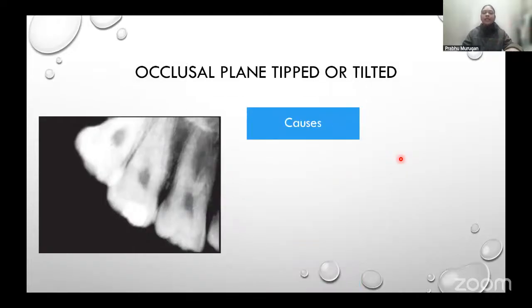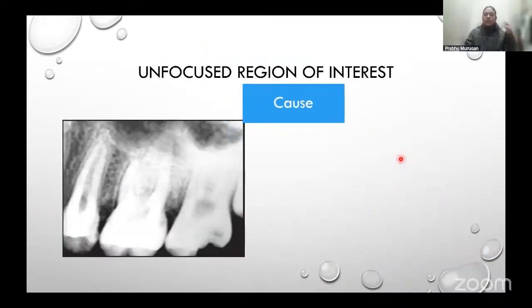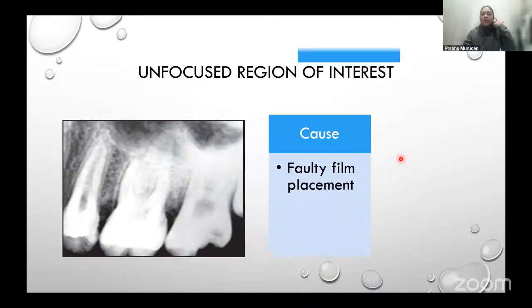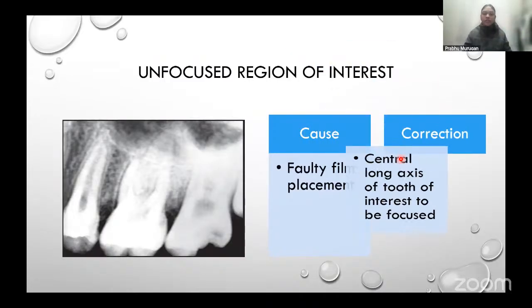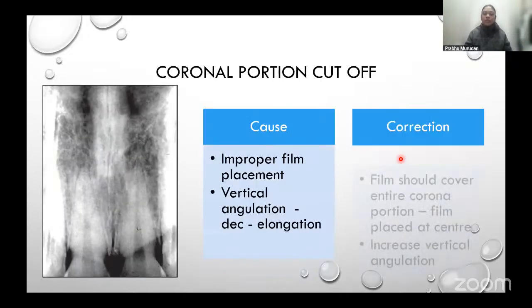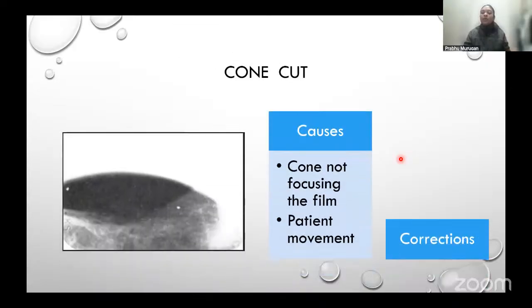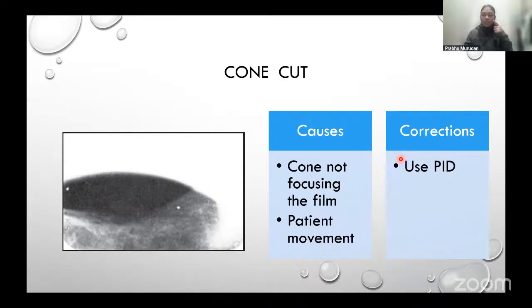These are the positioning errors. If the x-ray is not positioned properly, then the apex can be cut off or the occlusal portion can be cut off. And if it is not positioned properly, it can be beyond the region of interest, and the tooth that you want to be covered will not be there. This is also a positioning error, the coronal portion being cut off. Cone cut. This cone cut can be minimized by using positioning devices and the paralleling technique, like I told you. So unnecessary exposure can also be avoided.